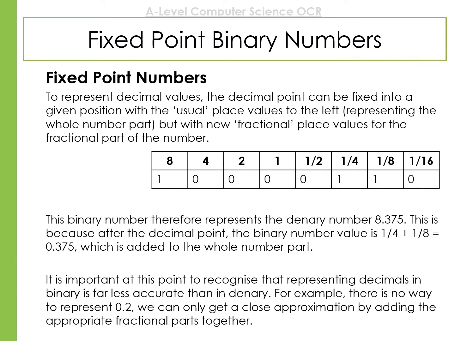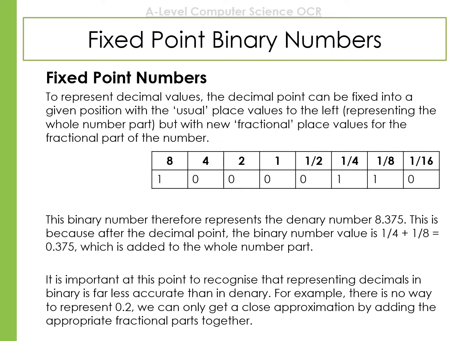Now let's have a look at how we can represent these fixed point numbers. Before we do this, it's important to recognise that representing decimals in binary is far less accurate than in denary. There's no way to represent 0.2, so we can only get a close approximation by adding parts of a fraction together.